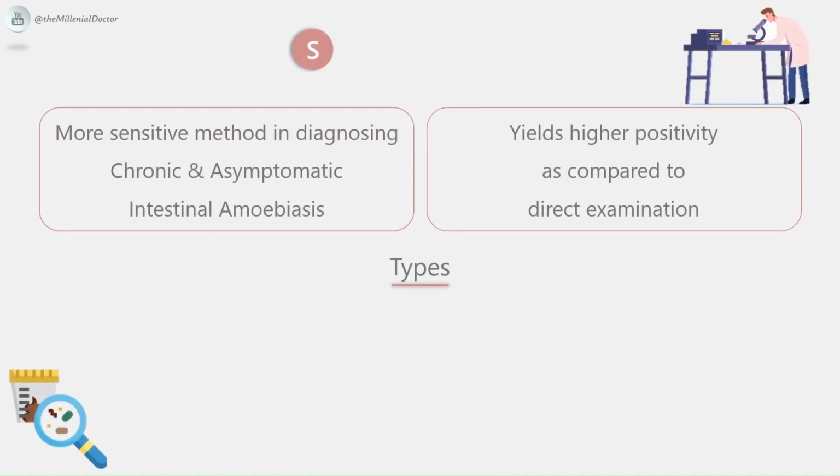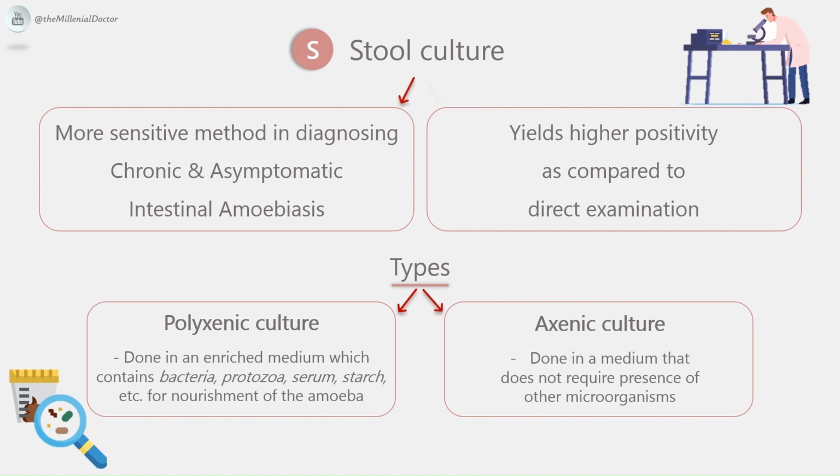Next, the stool culture. Stool culture is a more sensitive method in diagnosing chronic and asymptomatic intestinal amoebiasis. Culture of stools yields higher positivity for Entamoeba histolytica as compared to direct examination. Stool culture is of two types. First, polygenic culture. It is done in an enriched medium which contains bacteria, protozoa, serum, starch, etc. for nourishment of the amoeba.